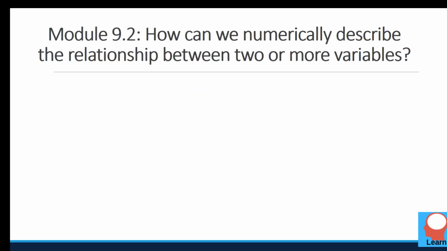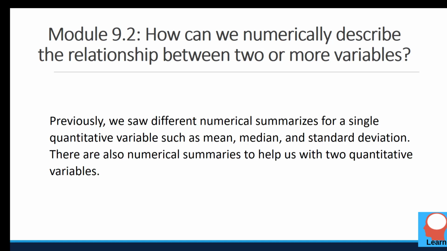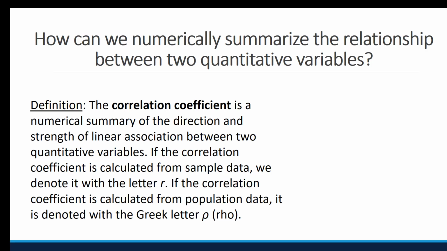Module 9.2. How can we numerically describe the relationship between two or more variables? Previously, we saw different numerical summaries for a single quantitative variable, such as mean, median, and standard deviation. There are also numerical summaries to help us with two quantitative variables. How can we numerically summarize the relationship between two quantitative variables?